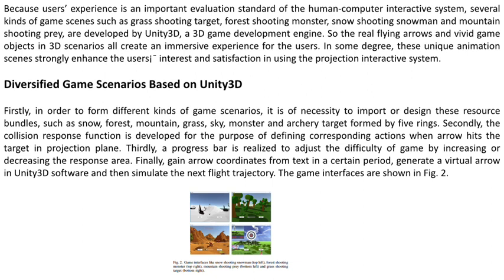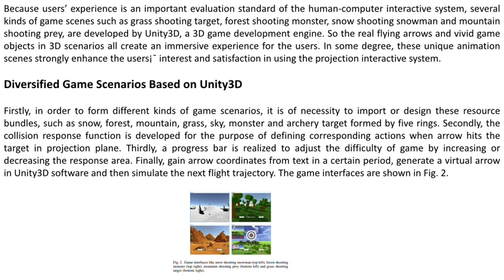Because users' experience is an important evaluation standard of a human-computer interactive system, several kinds of game scenes such as grass shooting target, forest shooting monster, snow shooting snowman and mountain shooting prey are developed by Unity 3D, a 3D game development engine. So the real flying arrows and vivid game objects in 3D scenarios all create an immersive experience for the user. To some degree, these unique animation scenes strongly enhanced the user's interest and satisfaction in using the projection interactive system.